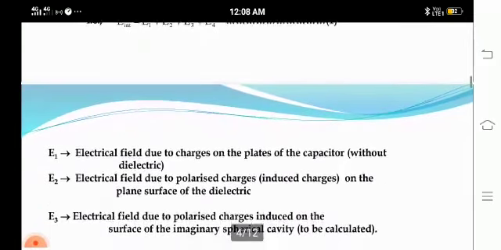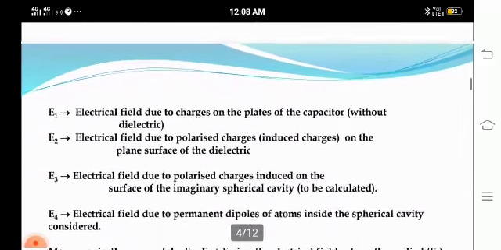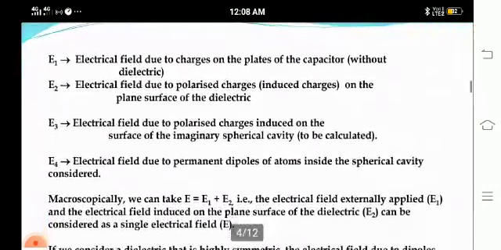E1 is the electrical field due to the charges on the plates of the capacitor. E2 is the electrical field due to the polarized charges on the plate surface of the dielectric. E3 is the electrical field due to polarized charges induced on the surface of the imaginary spherical cavity. E4 is the electrical field due to permanent dipoles of atoms inside the spherical cavity, which is considered.